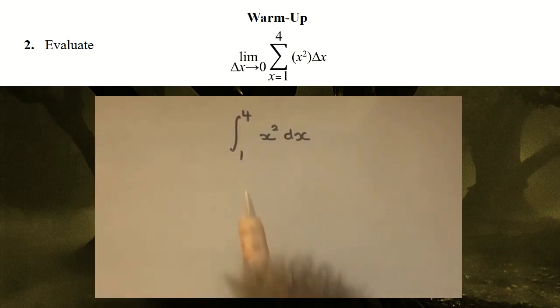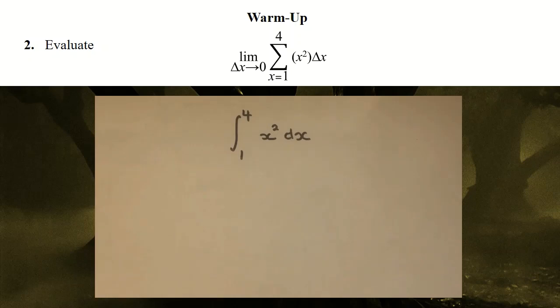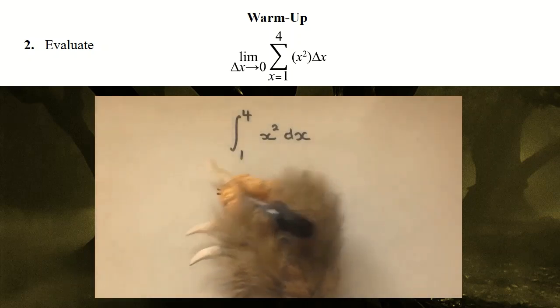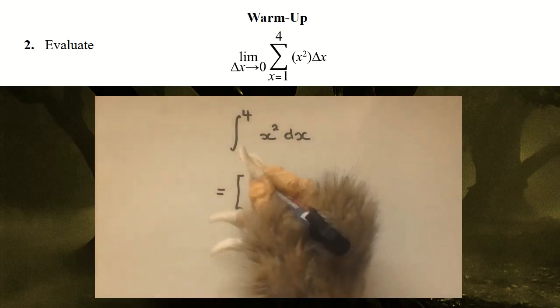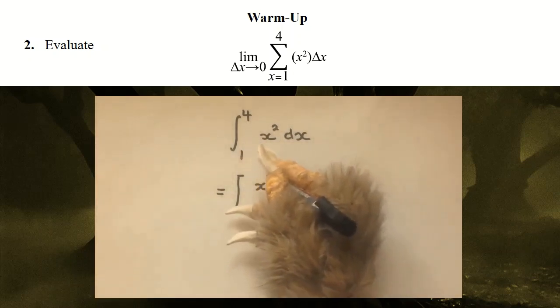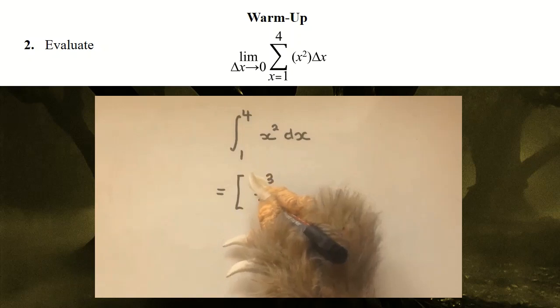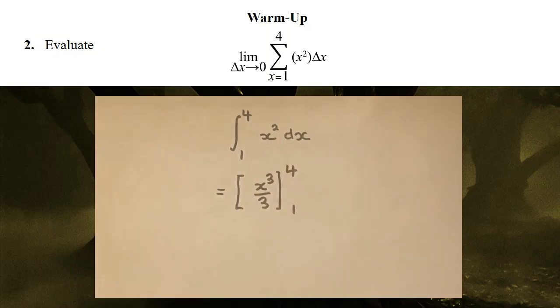So we're integrating from 1 to 4 the function x squared with respect to x. This is straightforward year 1 integration, so nothing scary about this. Let's write it out. It equals, in a big square bracket, and remember we add 1 to the power and then divide by the new power, so that's going to be x cubed over 3 evaluated between 1 and 4.